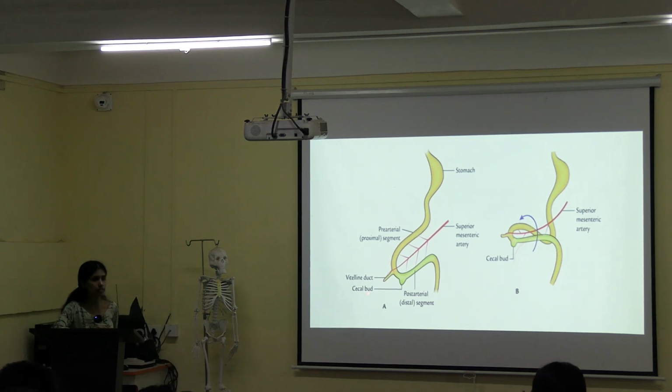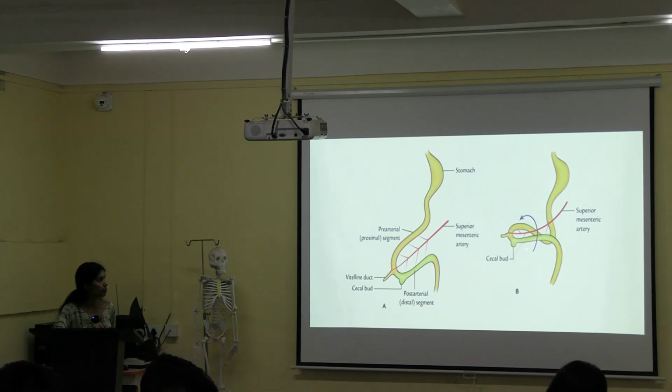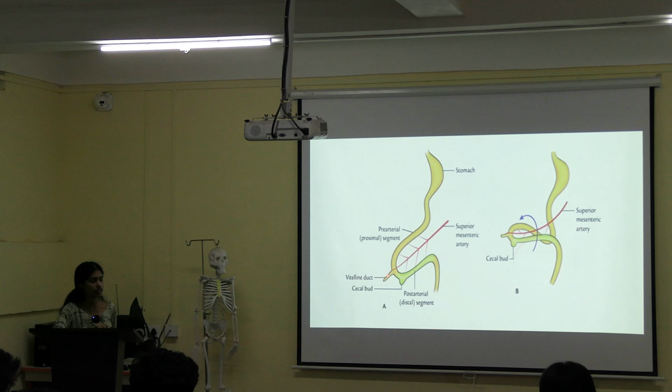This is showing the first 90 degree rotation, where your pre-arterial segment is towards the right side and post-arterial segment is towards the left side, okay. Then you can see the second rotation, where the yellow part is pre-arterial and the green part is post-arterial, okay.